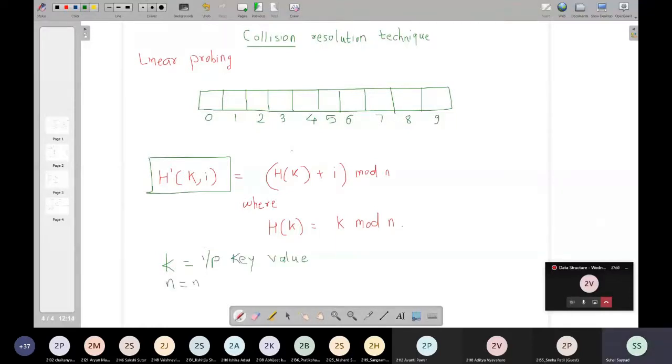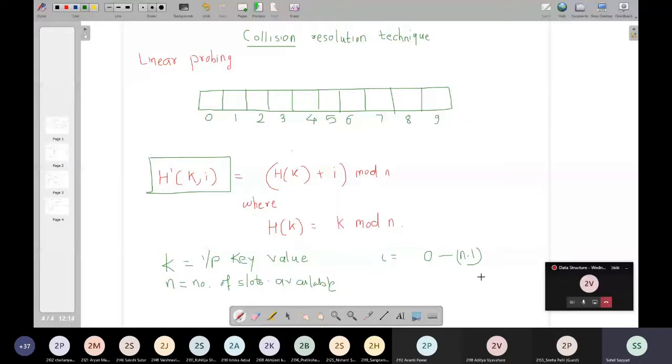And I is a value which we take from 0 to n minus 1. How to take that value? I'll demonstrate that with the help of an example. But is the meaning of the terms understood in this?